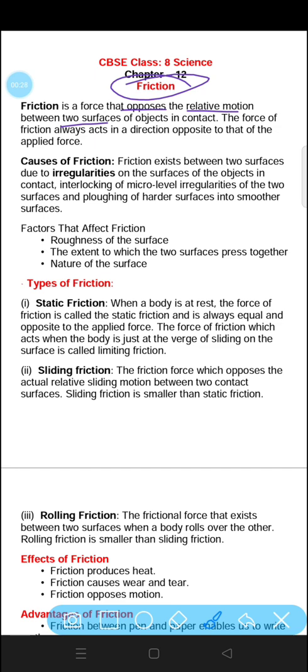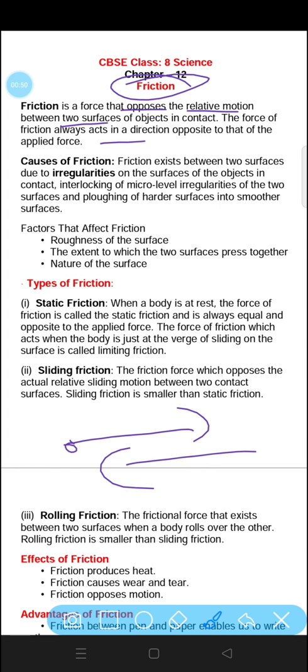For objects having two surfaces in contact, the friction opposes the motion in both of them. The force of friction always acts in the direction opposite to that of the applied force. If you are applying force in one direction, then the friction will act in the opposite direction.